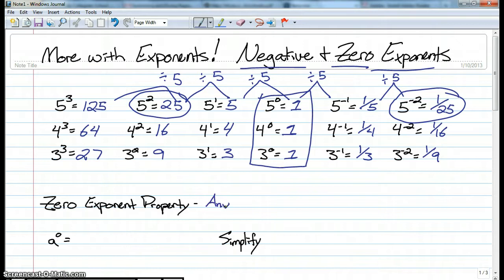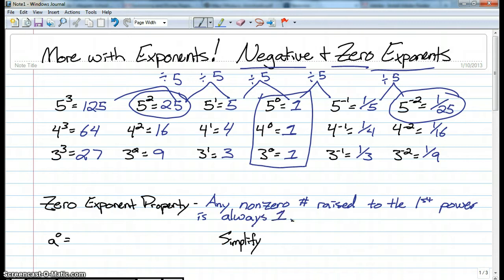Again, any non-zero number raised to the 0 power always equals 1. And the non-zero number is key. If it's 0, that actually is a little bit different. 0 to the 0 power is undefined. So as long as a here, this base, is not 0, as long as a does not equal 0, if we raise it to the 0 power, our answer is always going to be 1.